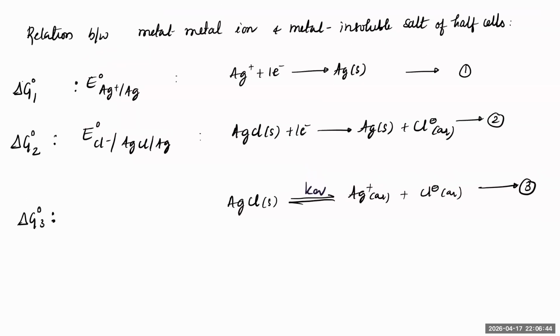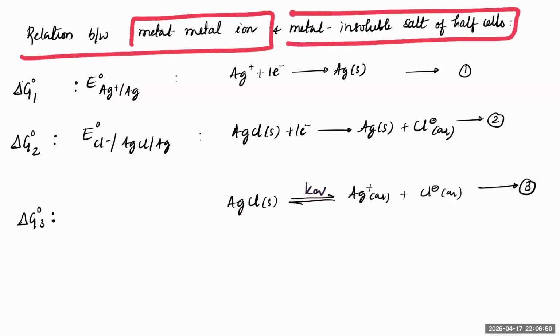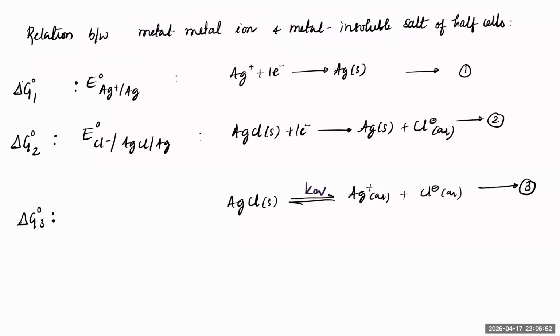The next part of this topic is about identifying the relation between metal ion and metal insoluble salt half cells. That is, there is a metal ion half cell, and there is a metal insoluble salt half cell. And what kind of a relation can you get between these two? Because a lot of times this E naught value is given and that E naught value is not given. Then you have to know how to relate these two.